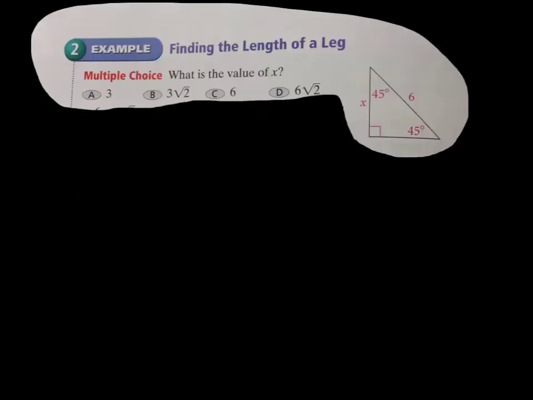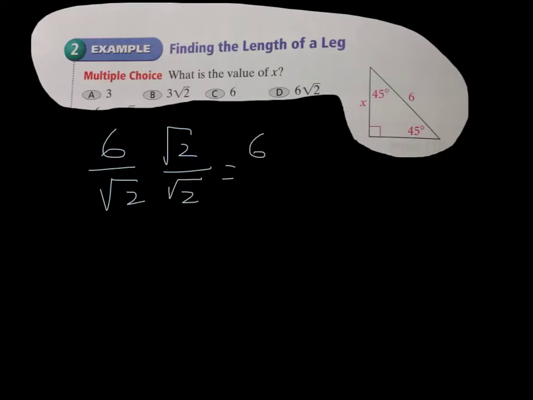Now in example 2, this time they give us the hypotenuse and ask us to find the length of the leg. Well, if we have to multiply the leg by the square root of 2 to get the length of the hypotenuse, hopefully you would agree you're going to divide the length of the hypotenuse by the square root of 2 to get the length of the leg. And of course, we cannot have radicals in the denominator, so we're going to multiply by the square root of 2 over the square root of 2 to get the radical out of the denominator.